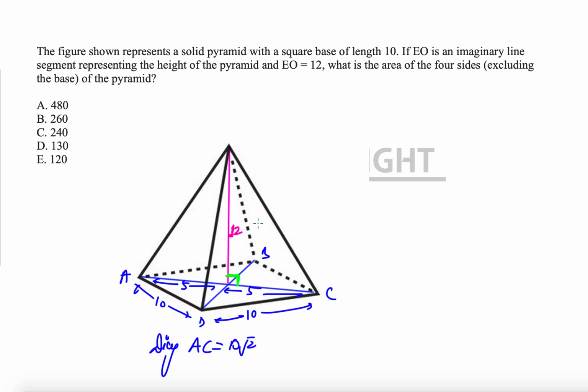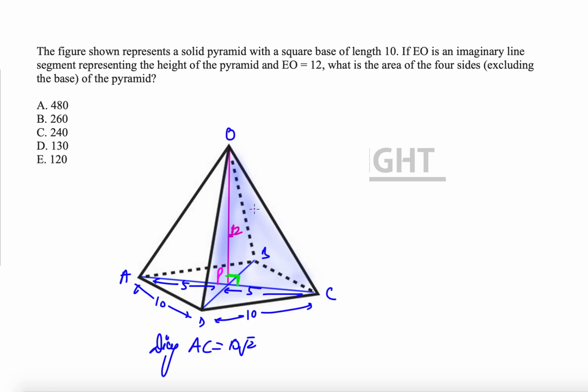And now we need to find out the length of this, let's call it OC, because OC is basically the slant line that's making the face of this pyramid. And also please understand that what we need to find is basically this shaded region. We need to find the area of this face and then multiply it by 4 to get our answer. So first of all we need to find this side. Now let me also mark this particular point as P.